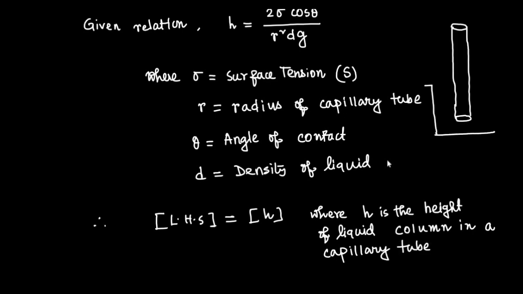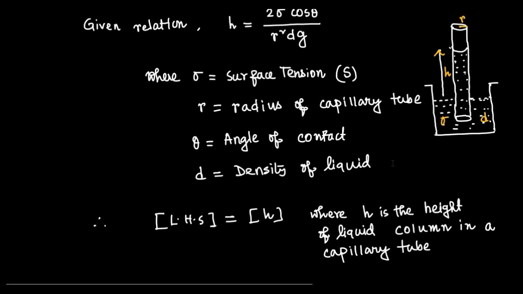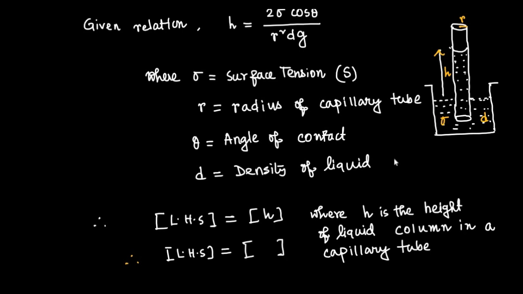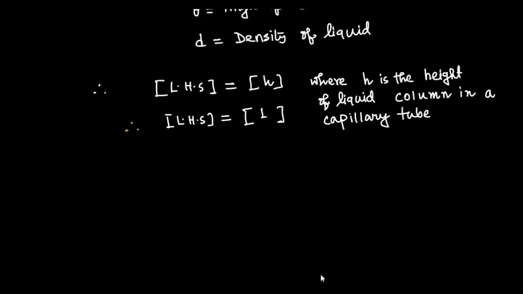Now we can draw a capillary tube which is immersed in a liquid placed in a vessel, and liquid rises up to the height H in the capillary tube. This is the height of liquid in the capillary tube. H is the height of liquid, r is the radius of the capillary tube, d is the density, and sigma is the surface tension of the liquid. Therefore, dimension of LHS is equal to dimension of height, that is dimension of L. Dimension of LHS is equal to L.